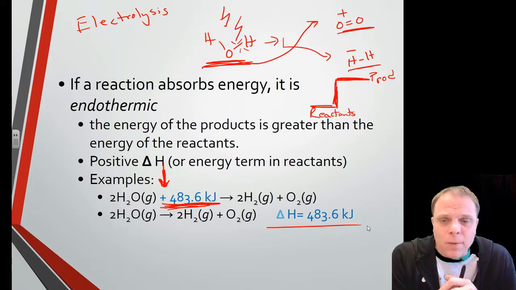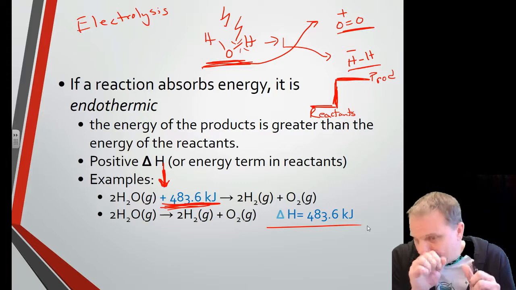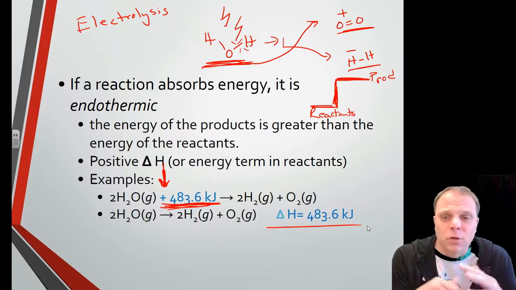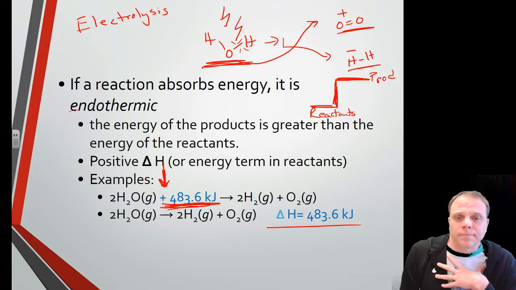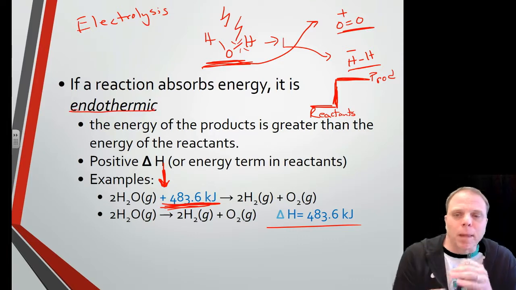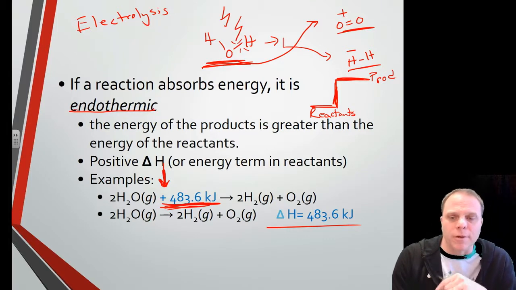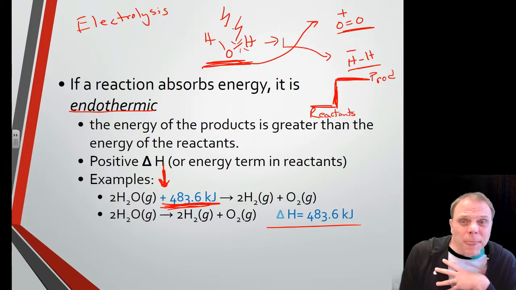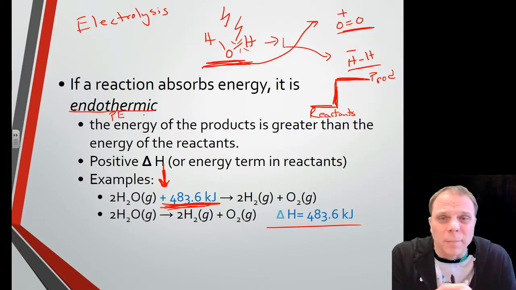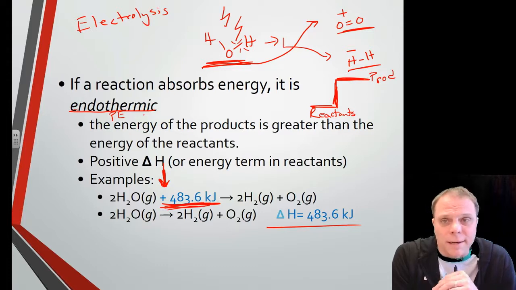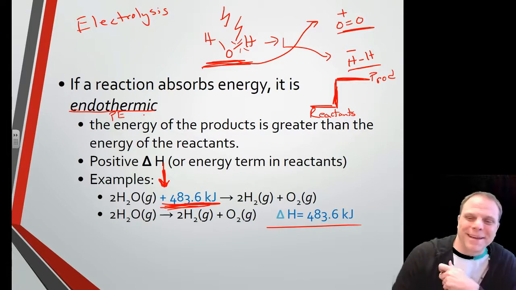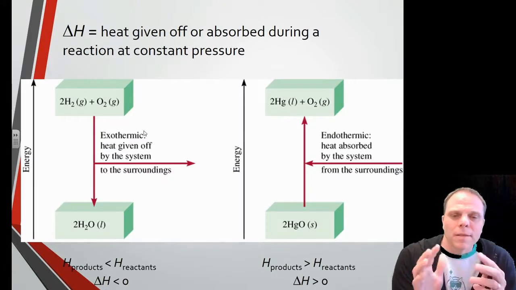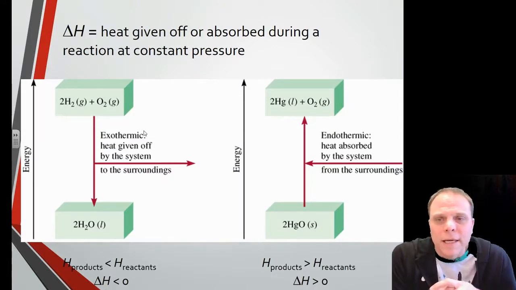Okay, so positive delta H means it's endothermic, meaning absorbing its energy, right? And the energy of the products is greater than the energy of the reactants. And when I say the energy of the products, I'm usually referring to the potential energy, right? That's kind of a way that we can talk about that. The energy that's stored in the bonds is greater in the products than it is in the reactants. Okay, so this is another way to look at it graphically.